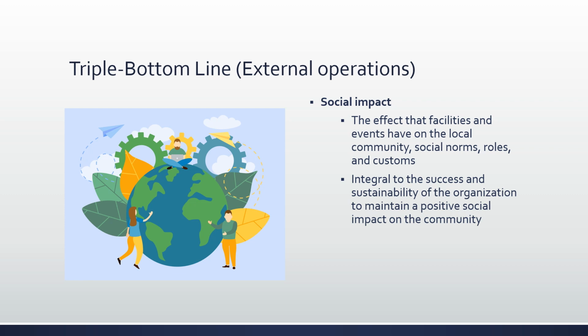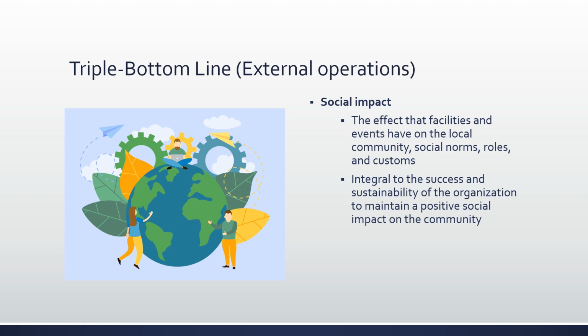Social cohesion. Measuring the level of social cohesion and connectedness among community members can help identify the extent to which the sport facility and event is contributing to a sense of community identity and belonging. Health and well-being. Measuring the impact of the sport facility or event on the physical and mental health and well-being of community members, including participants and spectators, can help identify opportunities to promote healthy lifestyles and positive social outcomes.